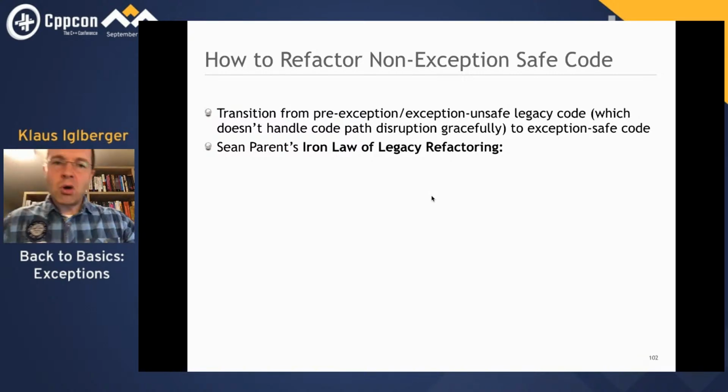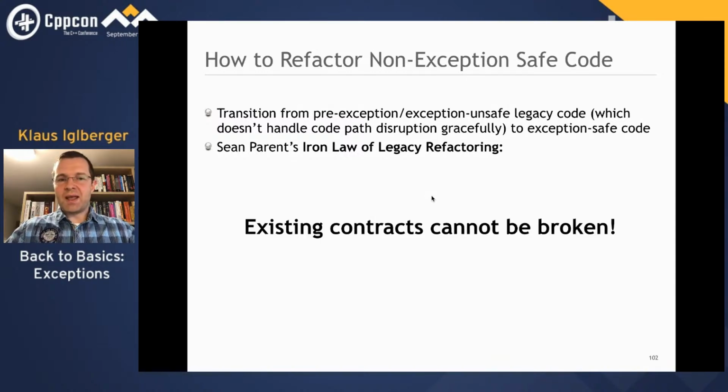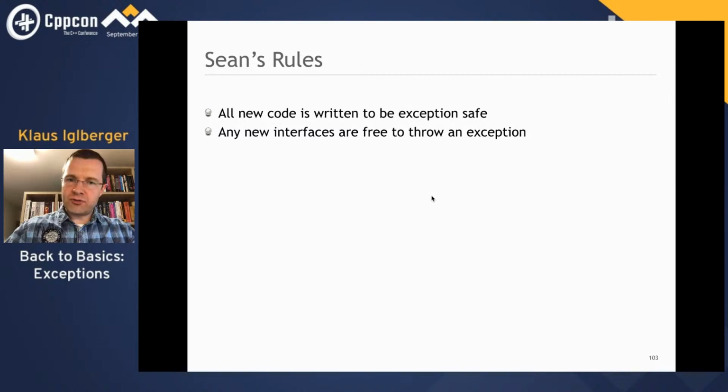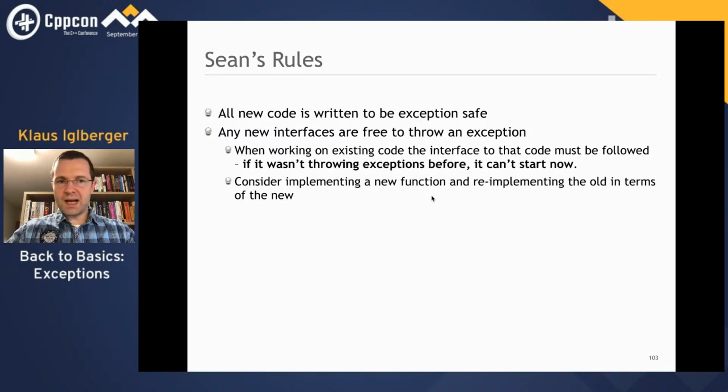And there is one law, one rule, I would say, not just as strong from a wording point of view. There is Jean Perrin's iron law of legacy refactoring: existing contracts cannot be broken. So what does this mean? Of course, you should refactor, but you should not make the old functions suddenly throw exceptions. All new code that you write can be exception safe, can be written in the way that I just talked about. All new interfaces, of course, are free to throw as well. However, if you have some old function, you cannot just let this old function throw exceptions now. Nobody would expect it, and it would very ungracefully disrupt a lot of things. So you have to write new functions and re-implement the old function in terms of the new one.